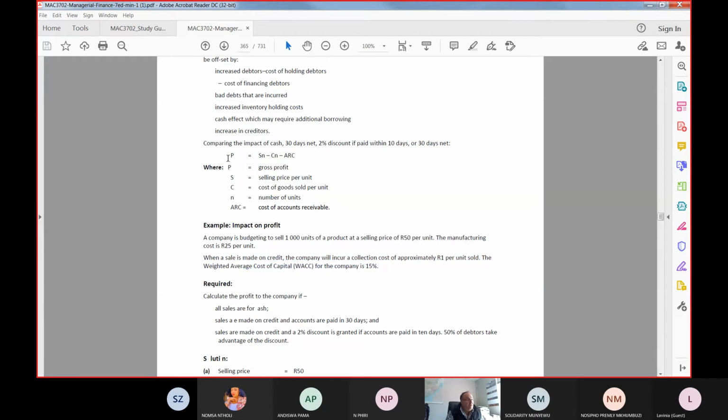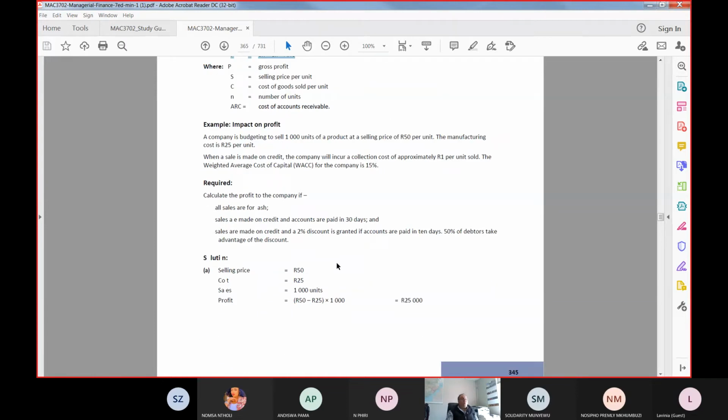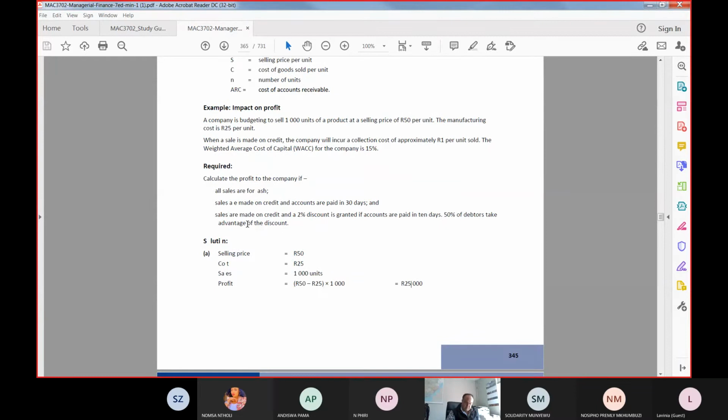Now, by the use of the formula, you will see if what you are making is worthwhile. So you use the formula with regard to whether it is worthwhile maintaining that. Are you still making a profit? The selling price is 50 Rand. The cost is 25 Rand. That means you're selling 1,000 units. The product is 50, which less 25, the contribution times 1,000 is 25,000 Rand. That is your selling contribution.